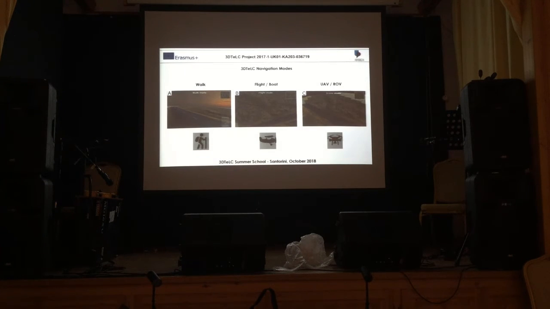So there are 3 types of navigation modes. On the navigation we have the walk mode, the flight or boat mode, and the UAV or ROV mode. The walk mode is just when you walk in a scene at various speeds. Actually, the idea there was also to calibrate that, like what is the correct speed, slow and fast, and how fast, and maybe different people go different ways and so on. The height that you start from after the look and so on.